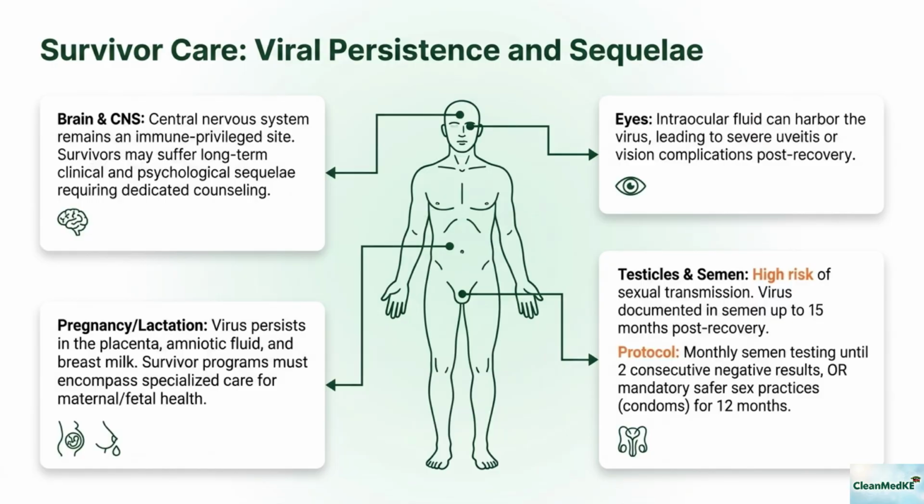The virus can hide in immune-privileged sites. It persists in the brain and CNS, leading to long-term psychological and neurological issues, and in the eyes, where it can cause severe uveitis. It also lingers in pregnancy-related fluids and breast milk. Most critically for public health, there is a high risk of sexual transmission. The virus has been found in semen up to 15 months after recovery. The protocol is clear. Survivors need monthly semen testing until 2 consecutive negatives, or they must use safer sex practices for at least a full year.